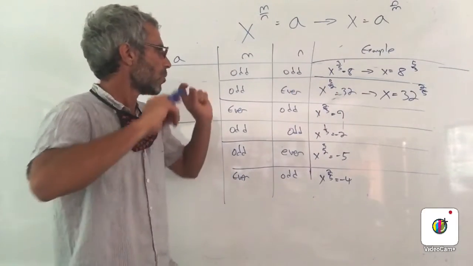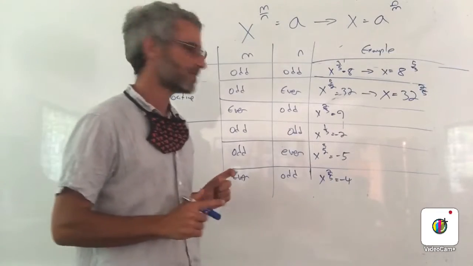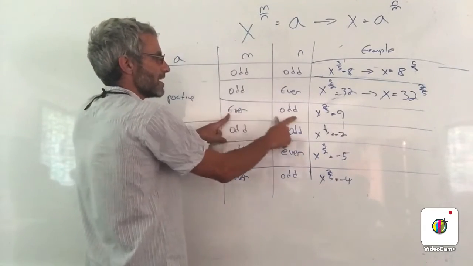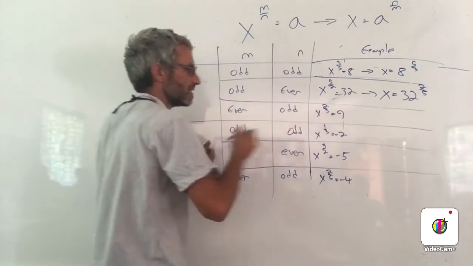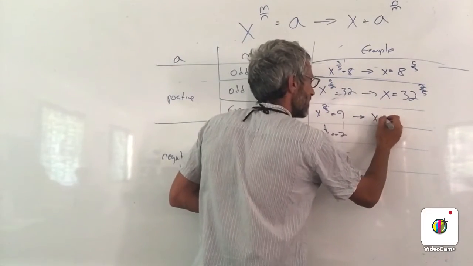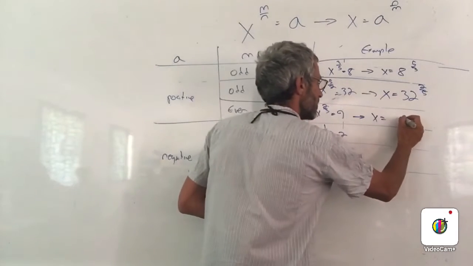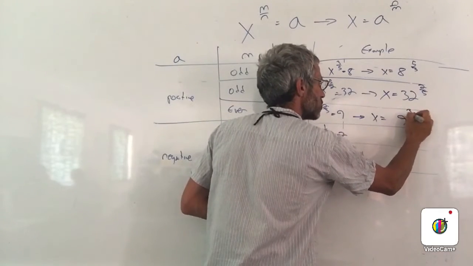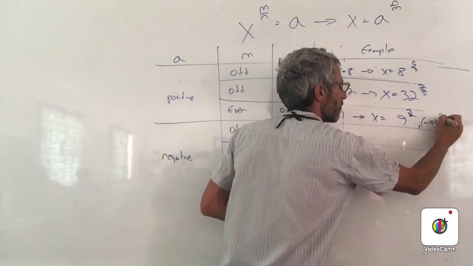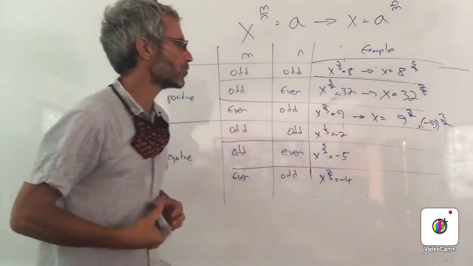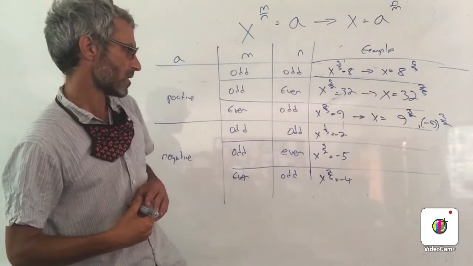Where things go a little bit different is when the m is even. The number at the top, the power itself, is even. In this case, there are two solutions. 9 to the power of 3 over 2, or minus 9 to the power of 3 over 2. We have both of these solutions. Am I right what I'm saying here?